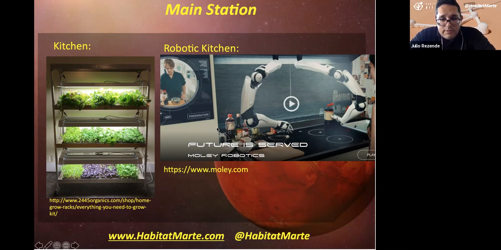Also, on my right, there is a photo of a robot developed by the company Molly Robotics. This is a technology available just for those who have money to invest in it. In this case, we have a computer screen on the wall, someone explaining the preparation of a meal.